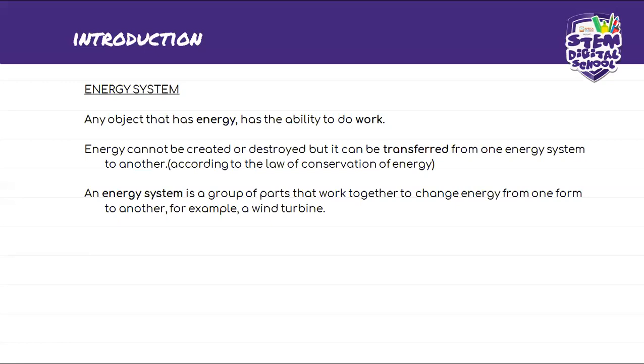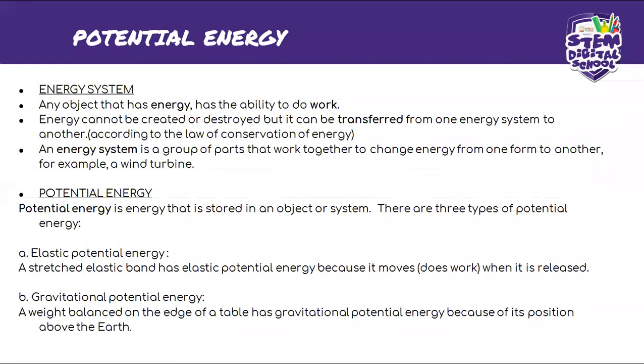All right. Now we should know that energy can neither be created nor destroyed, but it can be transferred from one energy system to another. This is according to the law of conservation of energy. An energy system is a group of parts that work together to change energy from one form to another. For example, a wind turbine is an energy system. All right. So having said this introduction, we will go on to potential energy.